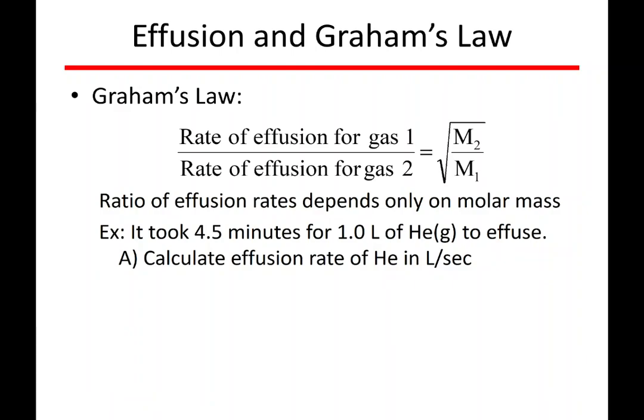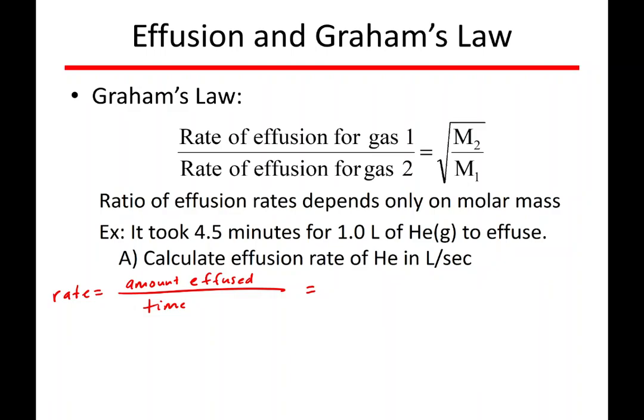To find any kind of a rate, we take the change that we're interested in and we divide it by the change in time. If you wanted to find the rate that you were traveling in your car, you would take the change in your position, or the distance that you traveled, and you would divide it by the change in time. The same sort of thing applies here. So to find an effusion rate, we would take the amount of gas that effused, and then we would divide that by the change in time.